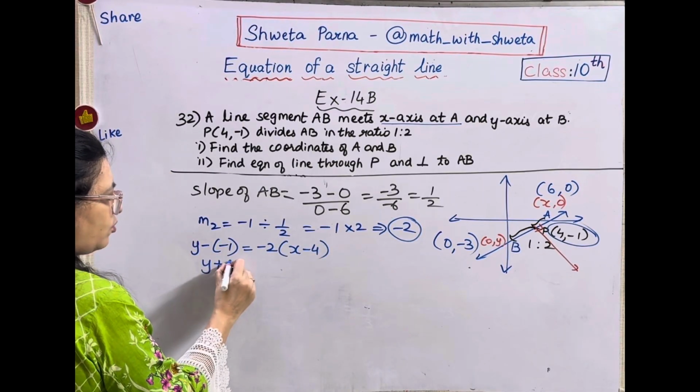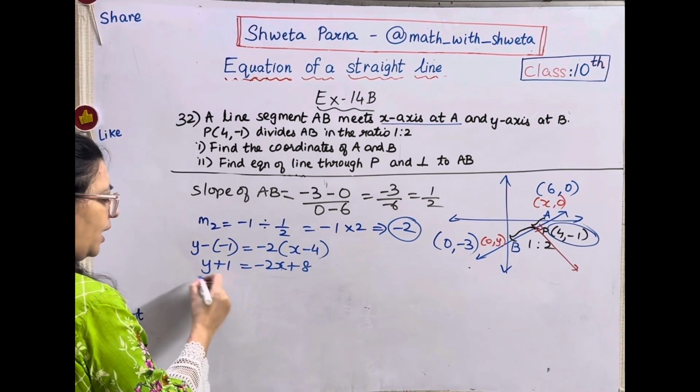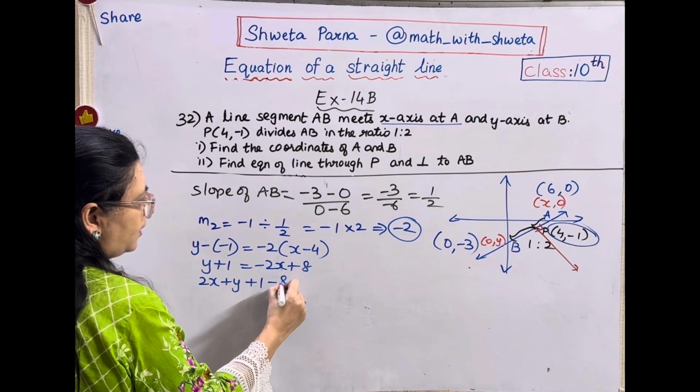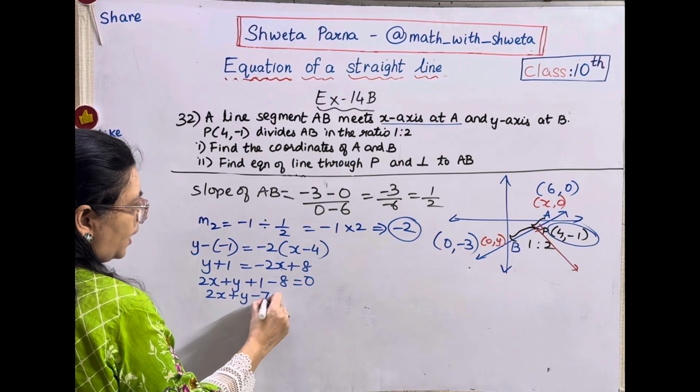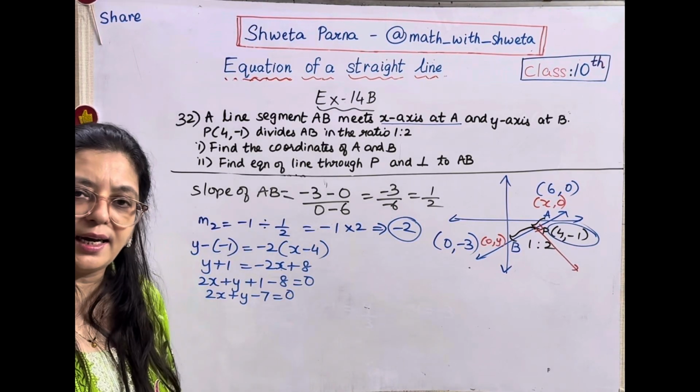So y plus 1 is equal to minus 2x plus 8. Bring everything to one side. 2x plus y plus 1 minus 8 is equal to 0. So 2x plus y minus 7 is equal to 0. This becomes the equation of the line.